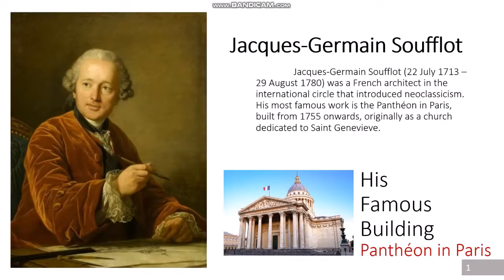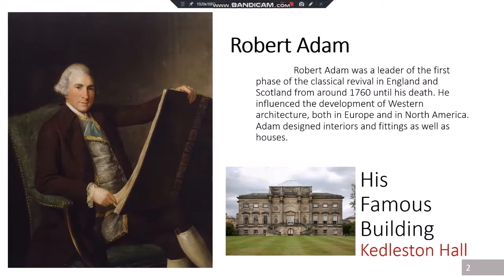Famous architects: Jacques Germain Soufflot. He was a French architect, and his famous building was the Pantheon, as we saw. The other architect was Robert Adam. He worked in England and Scotland on different neoclassical buildings. His famous building was Kedleston Hall.